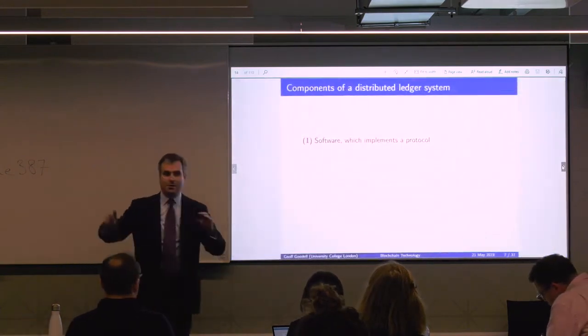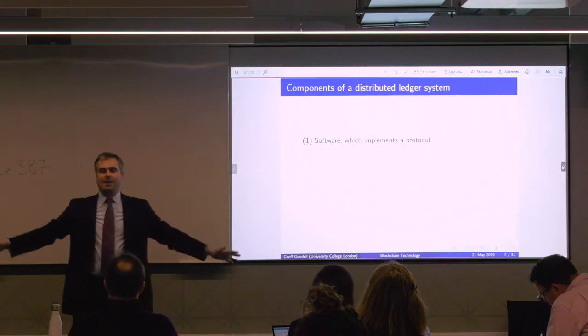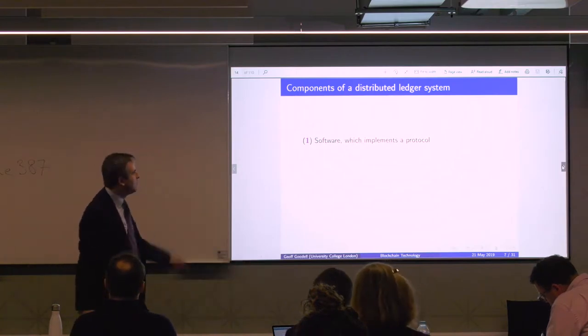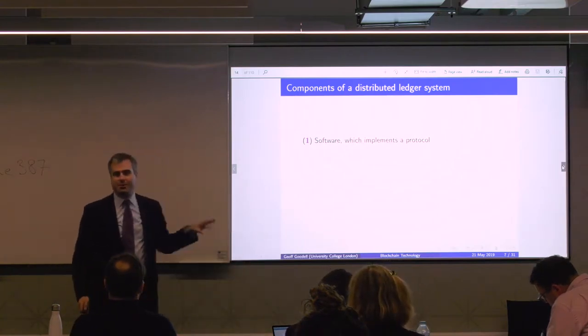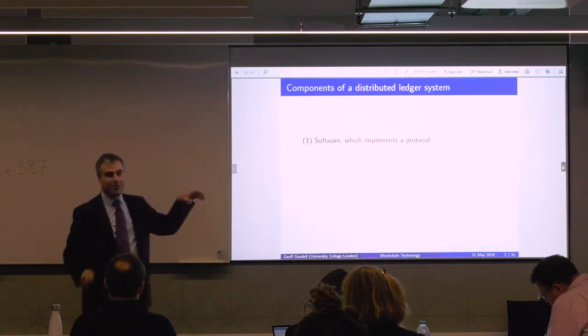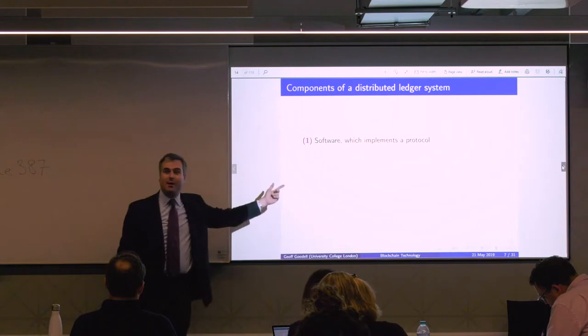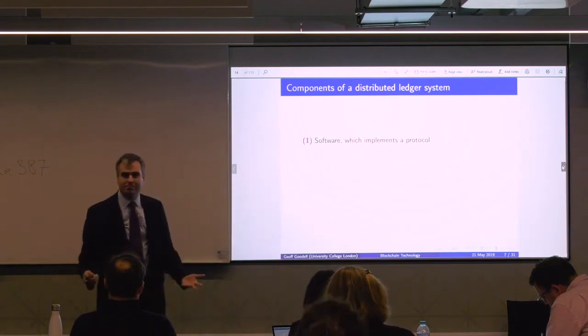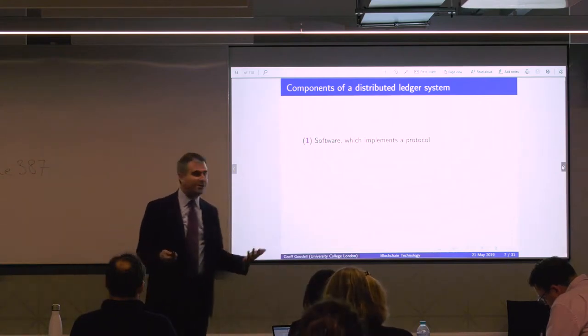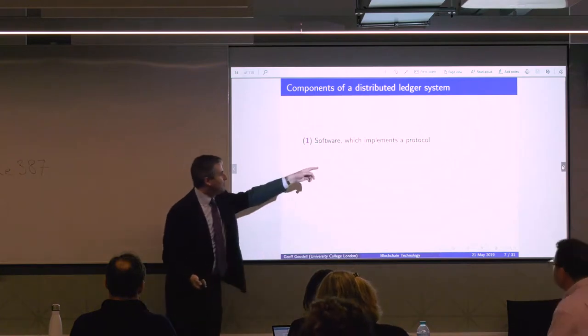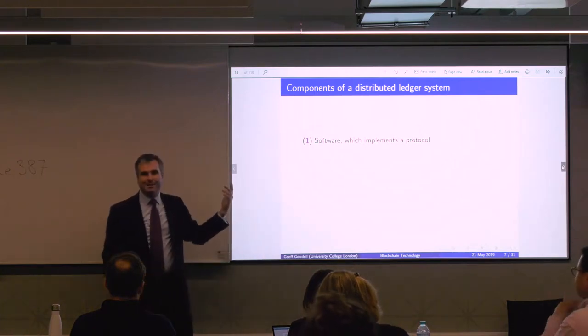Okay, so let's take the bird's eye view of the system. What are the different parts of a distributed ledger system, or what are the different aspects of it, I suppose you could say? Well, number one, there's software, which implements a protocol. And the protocol is what needs to be agreed upon, ultimately. Often the protocol is the software, implicitly.